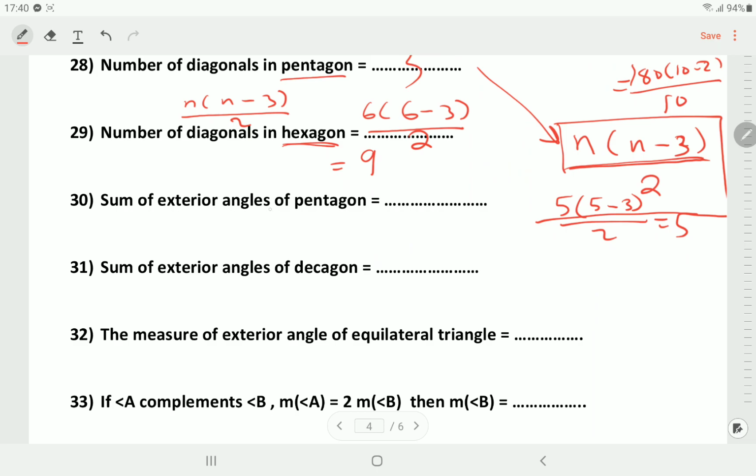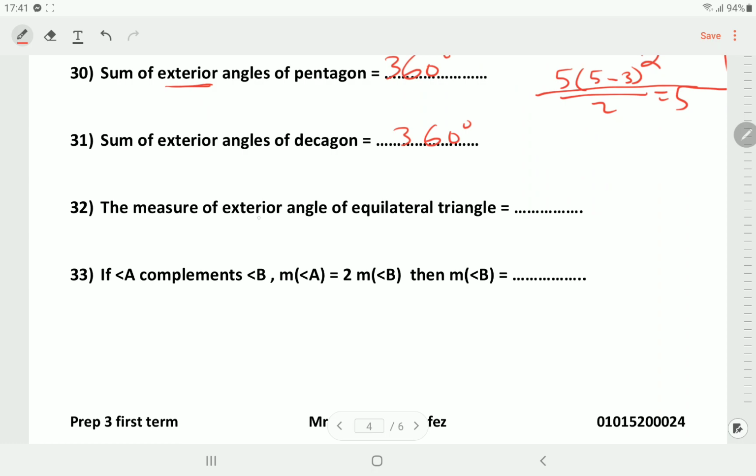Sum of exterior angles of a pentagon is 360 degrees. You must know the sum of exterior angles of any polygon equals 360. The sum of exterior angles of a decagon is 360 also. The measure of one exterior angle of an equilateral triangle: it's 360, but we divide 360 by 3 because all of them have equal measure. It's going to be one angle of 120 degrees.